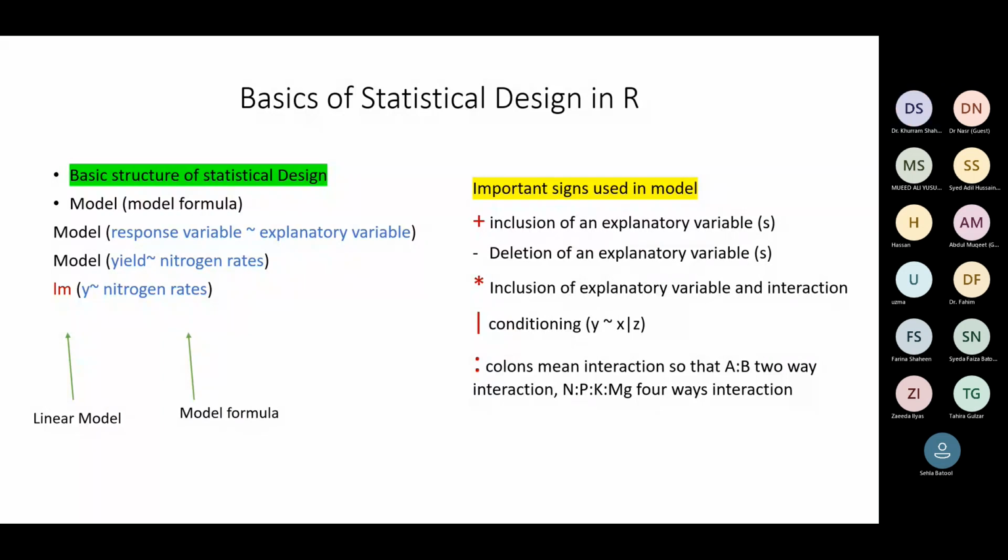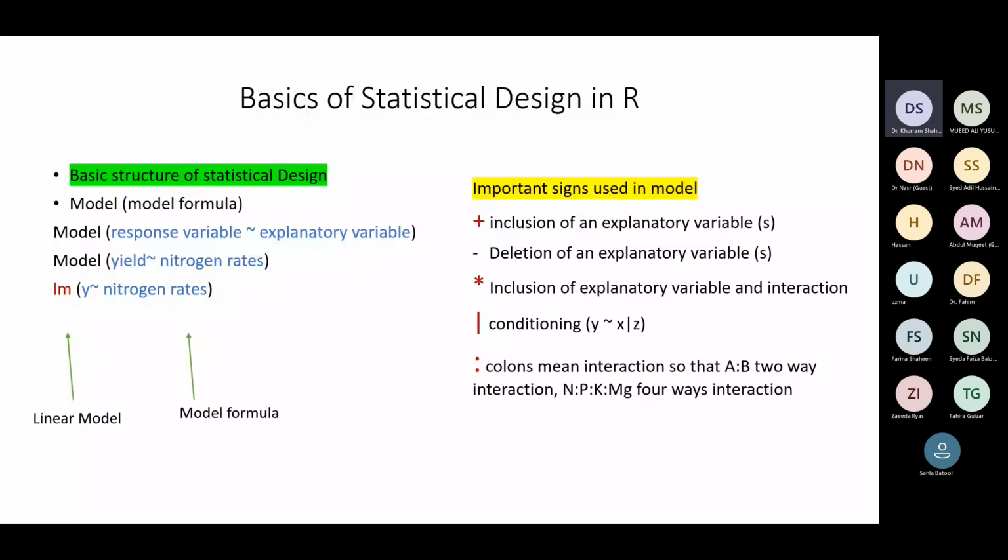Okay, good. Thank you. So any other body? Mohid Ali, what have you learned about these things? So this slide is very important. Yes, sir. Those are the signs. For example, we have the plus and the minus for the inclusion or deletion of the explanatory variables. And we have the conditions. For example, if we have 2 years of data from two different time zones, we can put conditions whether we want to use the first or the second one. And the colon for the interactions. Yes, it's colon for interaction.